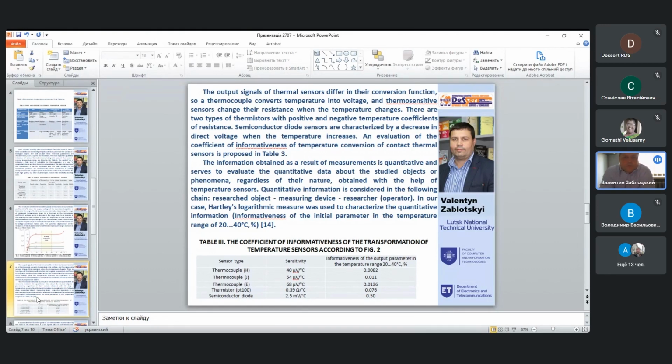An evaluation of the coefficient of informativeness of temperature conversion of contact thermal sensors is proposed in table 3. The information obtained as a result of measurements is quantitative and serves to evaluate quantitative data about the studied object or phenomena, regardless of their nature, obtained with the help of a chain: object, measuring device, and receiver. In our case, the Hartley logarithmic measure was used to characterize the quantitative information. Informativeness of the initial parameter in the temperature range of 20-40 degrees, percent.